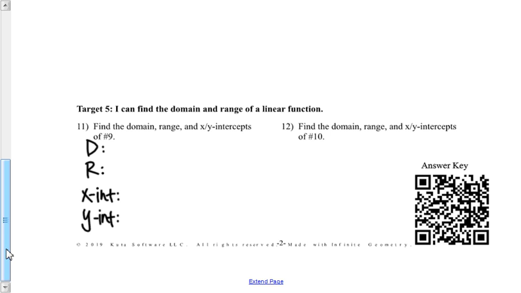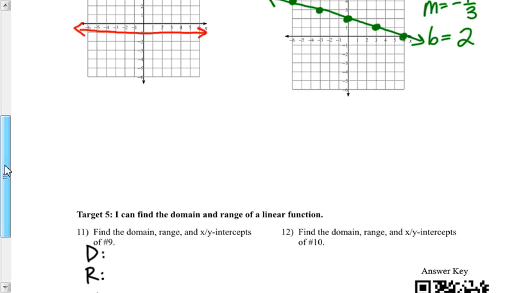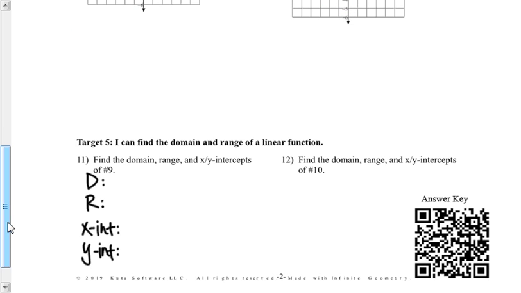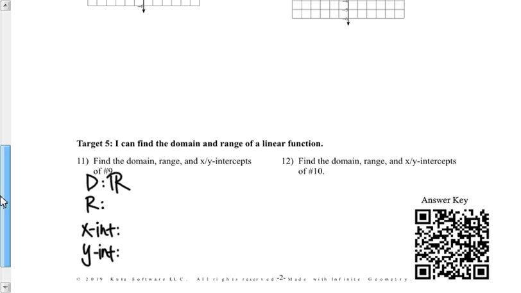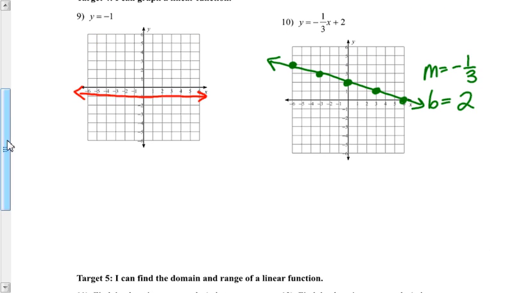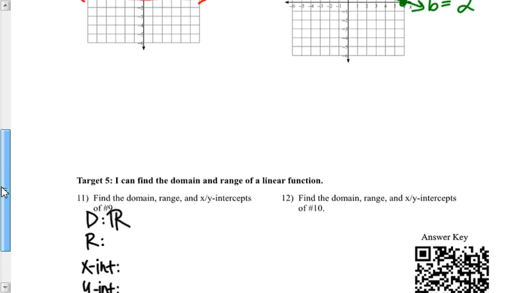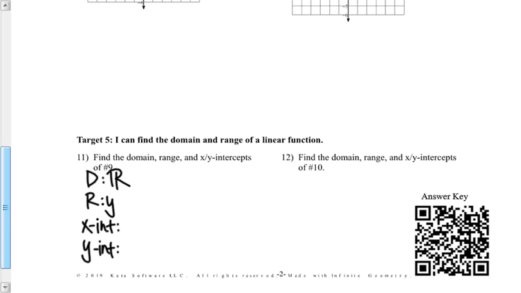Okay, so let's start with domain. So remember, domain is left to right. So if you look at this graph, and I'm just scrolling up enough so I can see the red line up there on number 9. From left to right, that horizontal line goes forever left to right. So for the domain, we can say all real numbers, or I prefer to use that symbol just because I'm kind of lazy. And then for the range is up and down. And notice a horizontal line doesn't go up or down at all. It just stays at that one y value, and that y value is -1. So your range is just going to be y equals -1.